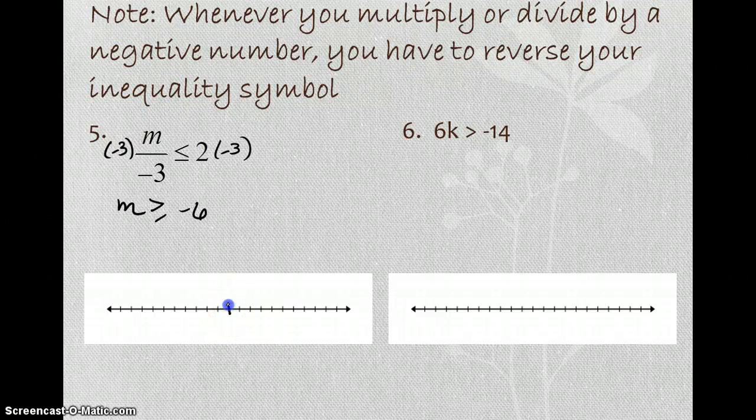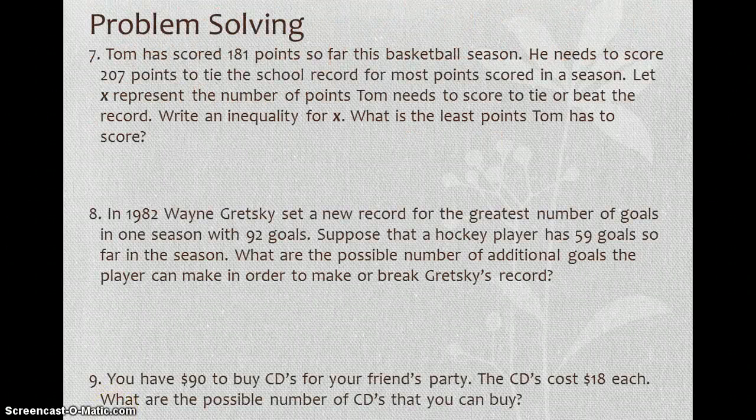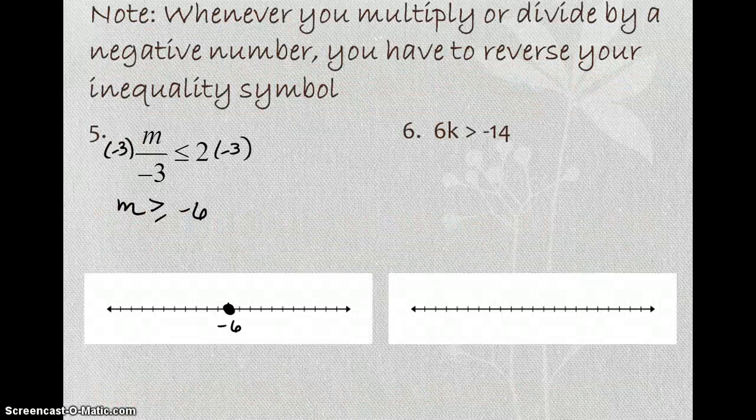So here I am at about negative 6. I'm going to have a closed circle. And because my arrow goes to the right, I am going to shade to the right.